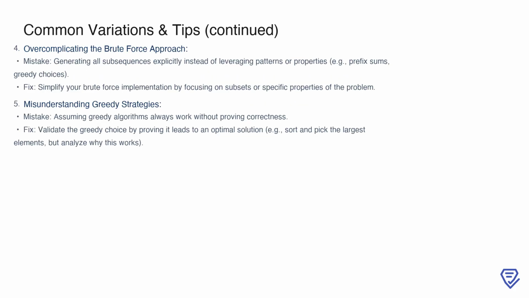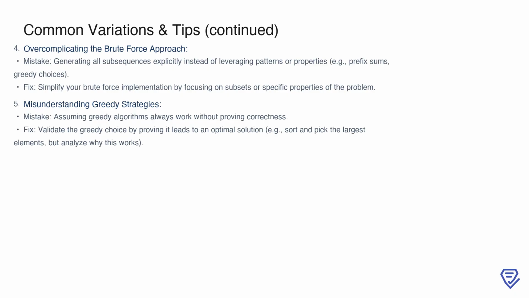Now, another mistake to watch out for is overcomplicating the brute force approach. Instead of explicitly generating all possible subsequences, which can be computationally expensive, focus on leveraging properties like prefix sums or making greedy choices to simplify the implementation. It's about working smarter, not harder.